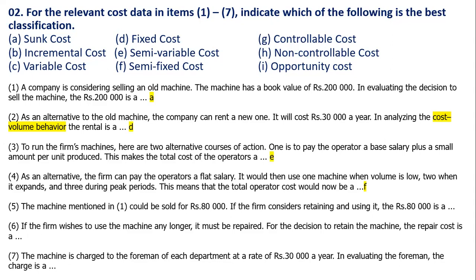So out of that, if you pick to continue to use this machine, there is a cost. And that cost is what we call the opportunity cost.